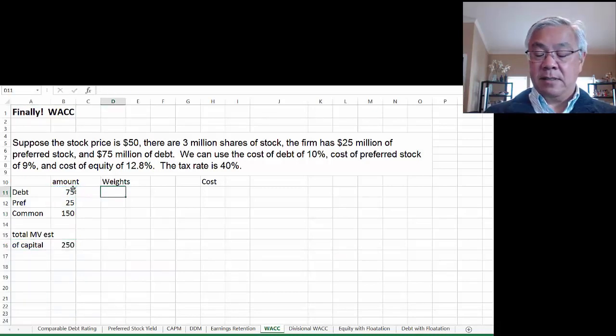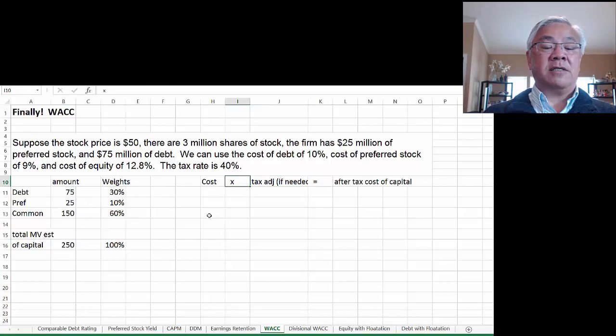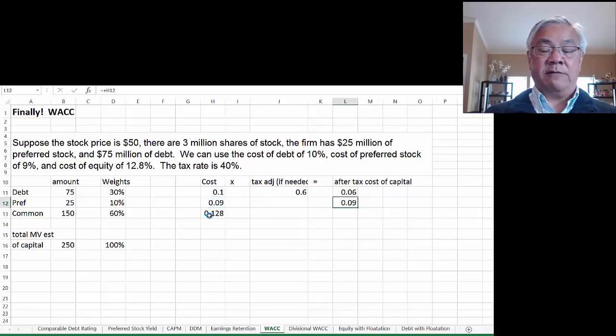We can now do the weights: equals 75 divided by the total, lock it with F4, then we can copy it. And the total will be 1. And let's state those as percentages, a more familiar form. So the cost of debt we were given was 0.1, the cost of preferred 0.09, cost of equity 0.128. The tax adjustment is only for one of them, and it's 1 minus 0.4. And so the after-tax cost would be 10% times that. For the others, there is no adjustment necessary, so just copy those over.